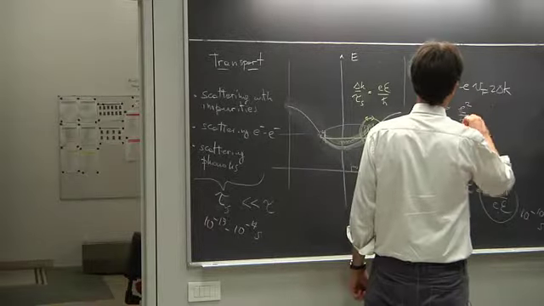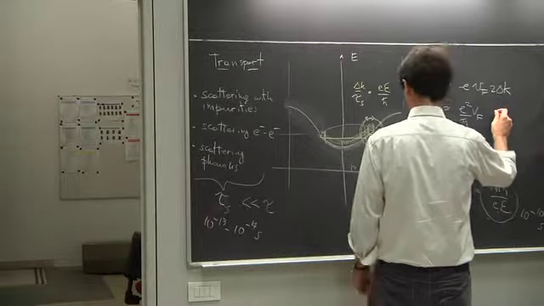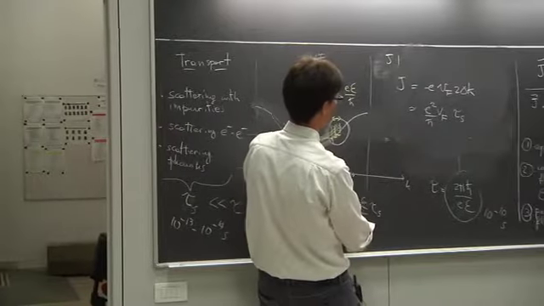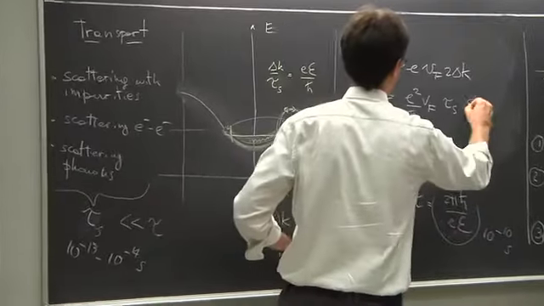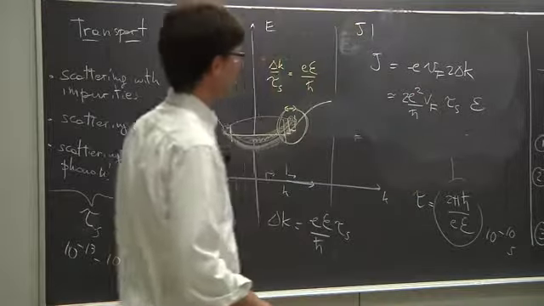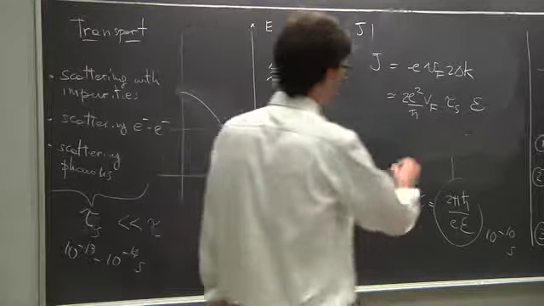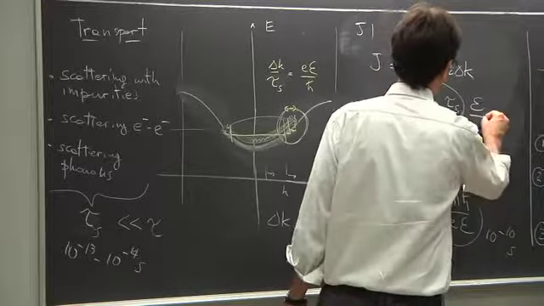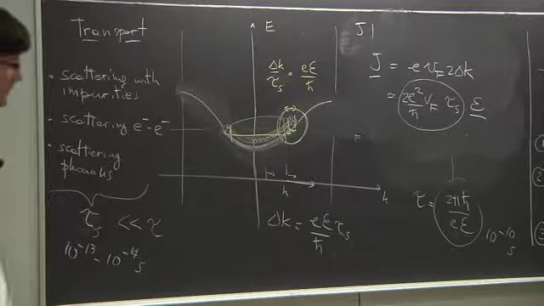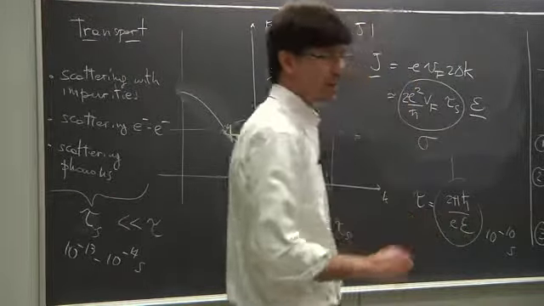E squared over h bar v_F tau S. Sorry, I should have used this one. E squared, and the factor of 2, of course. You can put the factor of 2 here if you wish, but it's not really relevant. So the important thing here is that now, finally, we've obtained something that depends linearly on the electric field. So this is what is our conductivity now.